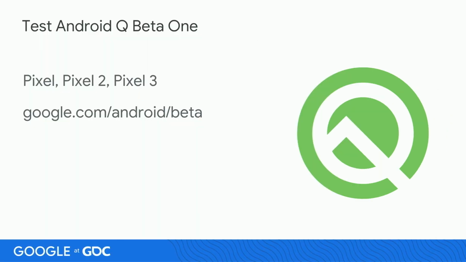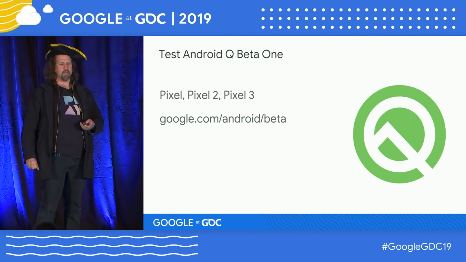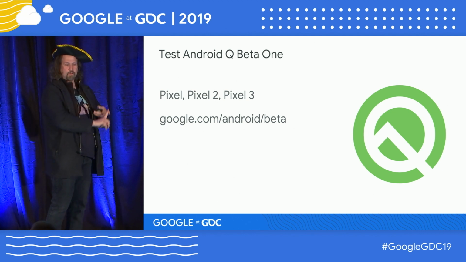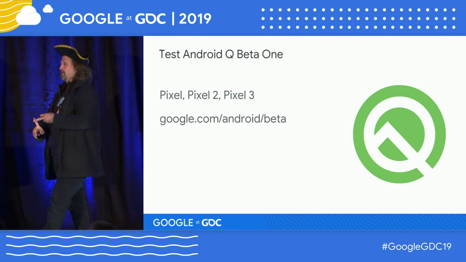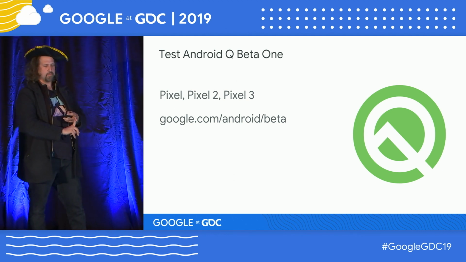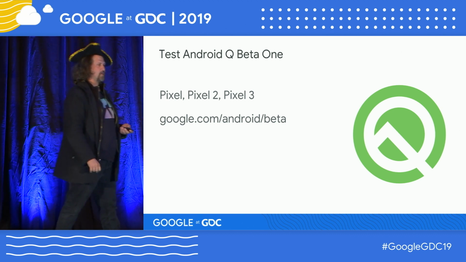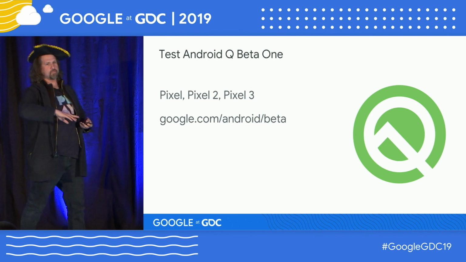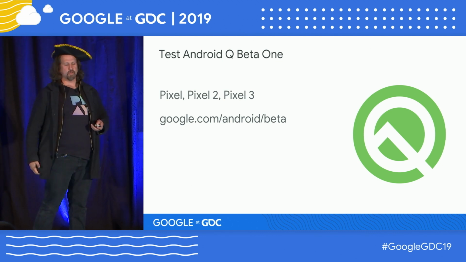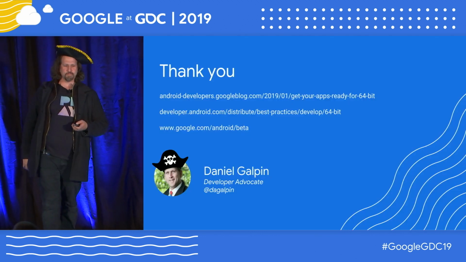Try running your current build and consider testing a build that actually targets the Android Q SDK. You can find out all about this at google.com/android/beta. Right now, we're currently supporting Pixel, Pixel 2, Pixel 3, and the various XL versions of all of them. So at least this is a good start with devices, and you can sign up right there, and we will deliver the beta to your device wirelessly.